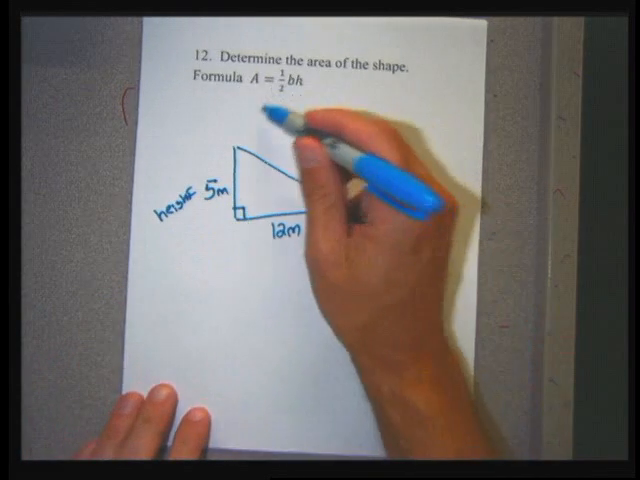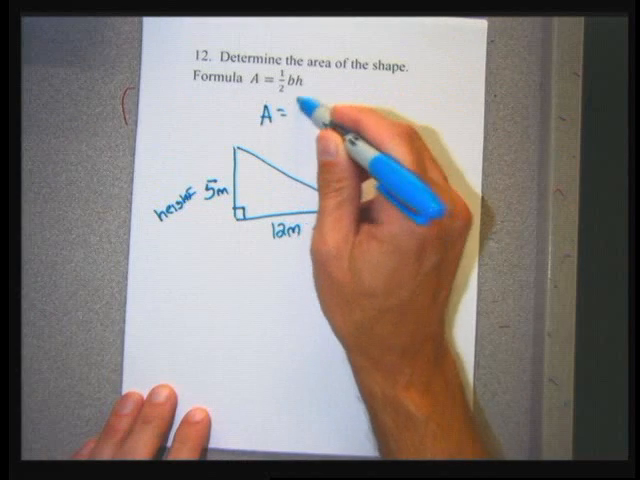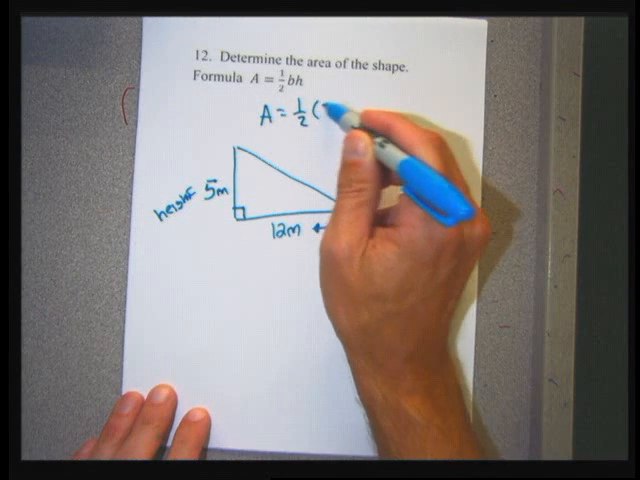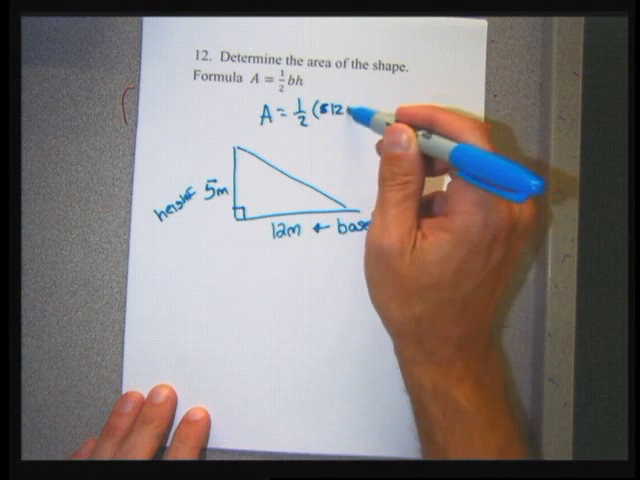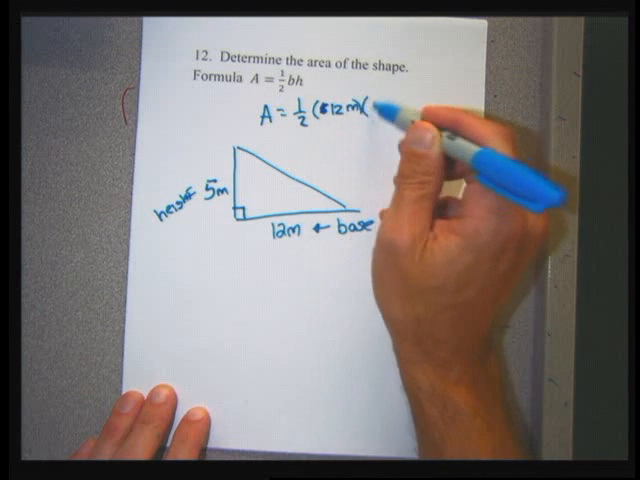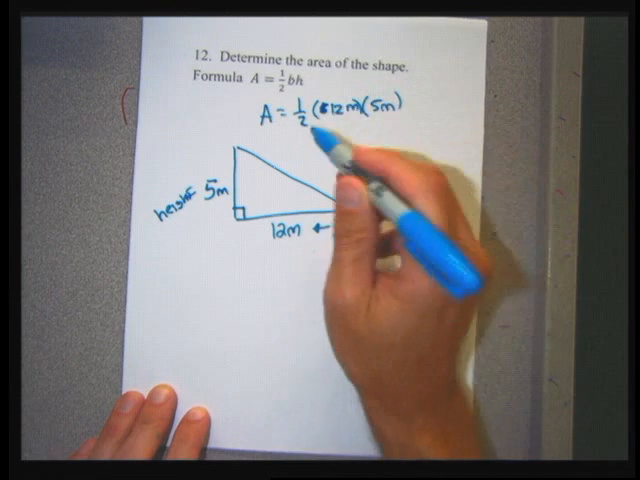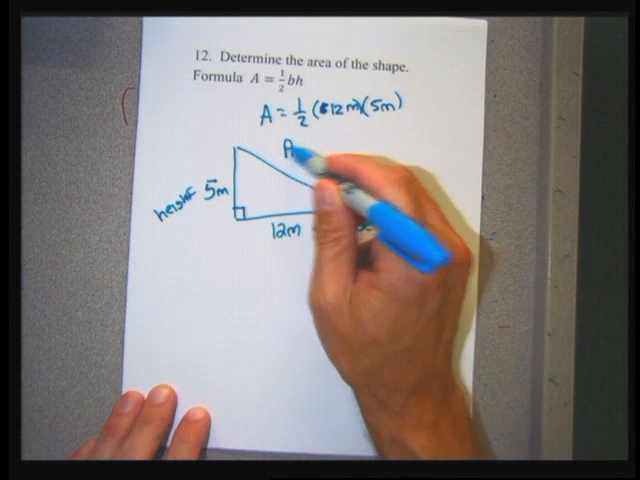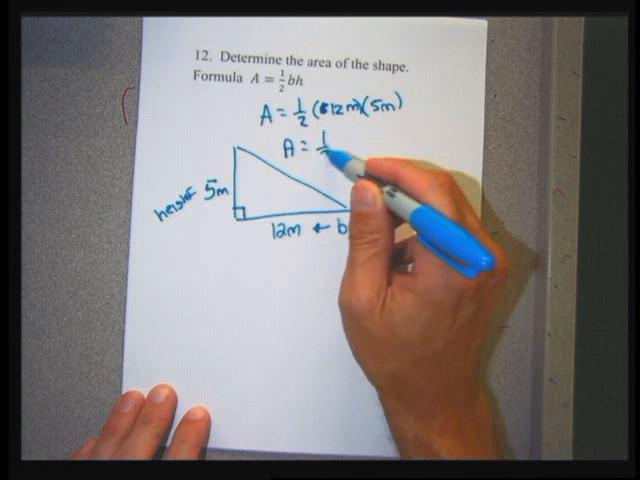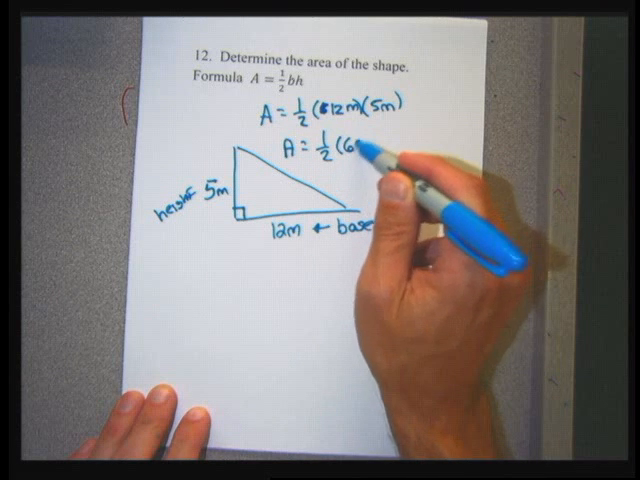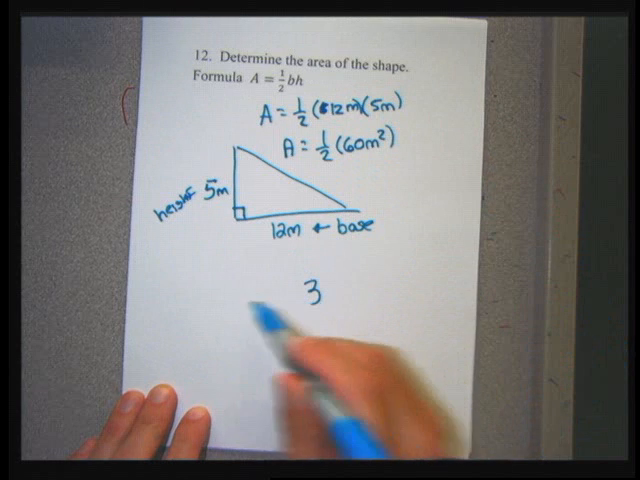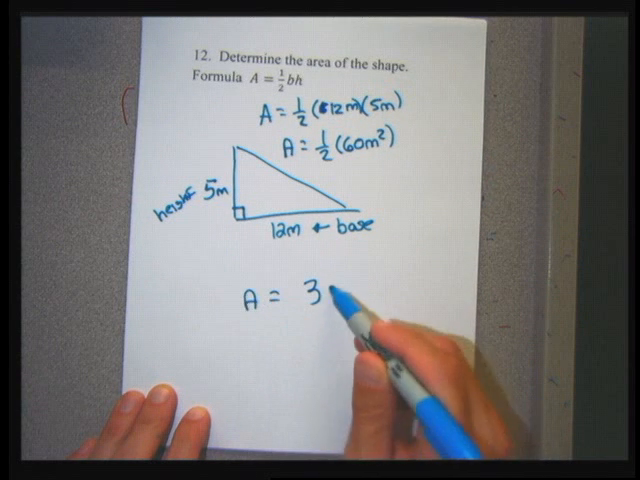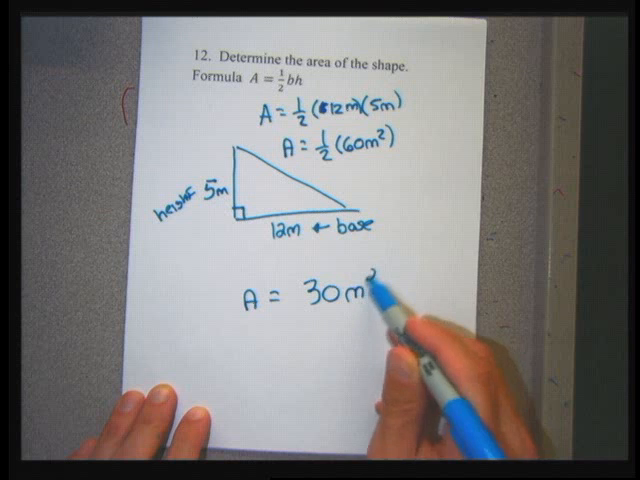So the area is going to be 1/2 the base times the height. The base is 12 meters. The height is 5 meters. I'm going to do half of 12 times 5. I'm going to do the 12 times 5 first. 12 times 5 is 60. Meters times meters is meters squared. And then half of 60 is 30. So the area for this particular triangle is 30 square meters.